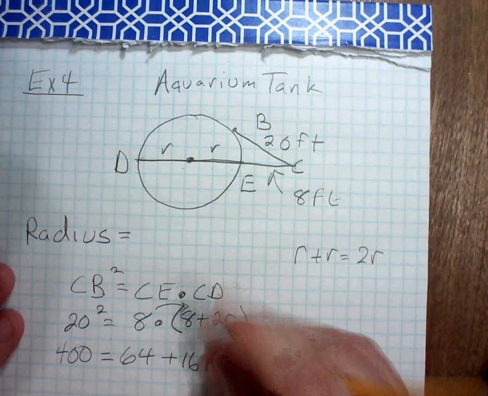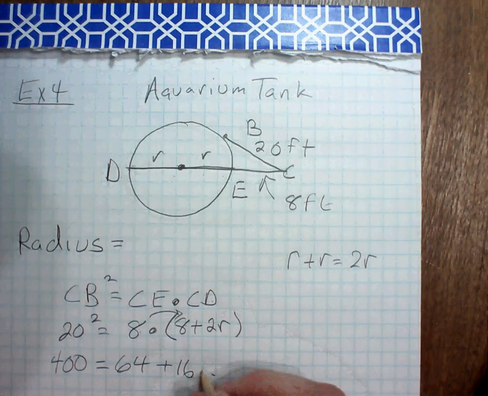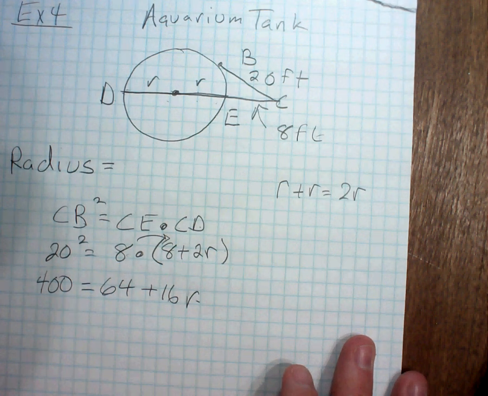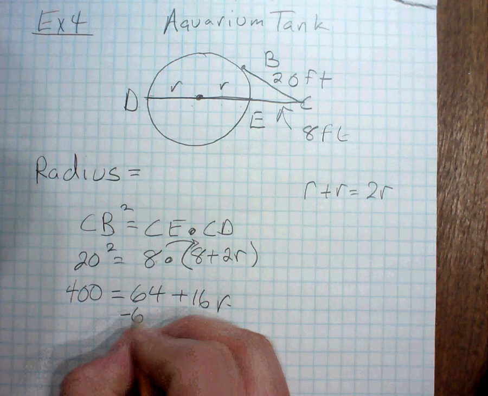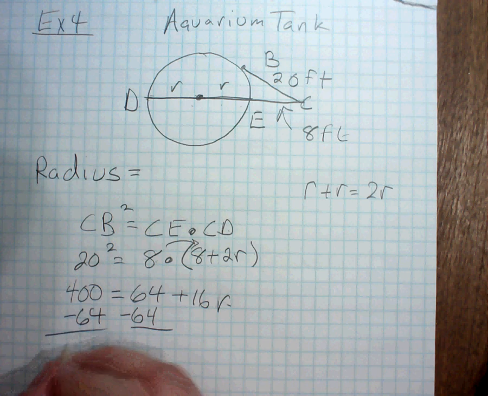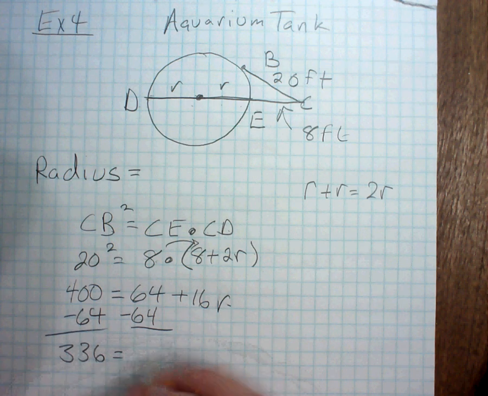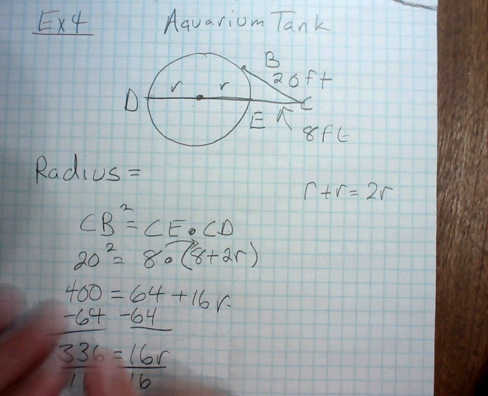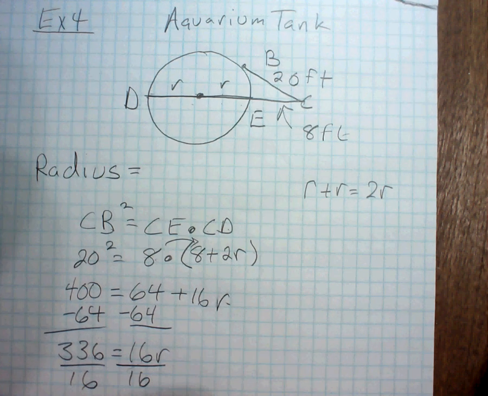I probably should stick to the lowercase r. Your textbook, I think, has a capital R. I put a lowercase r. So then I'm going to subtract 64 from both sides. That gives me 336 is equal to 16R. Divide both sides by 16. And I get 21. 21. And that's basically it. Let me slide it up.